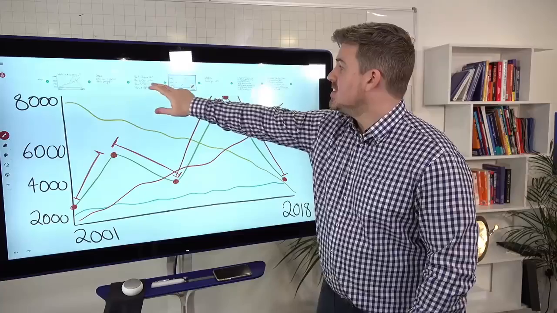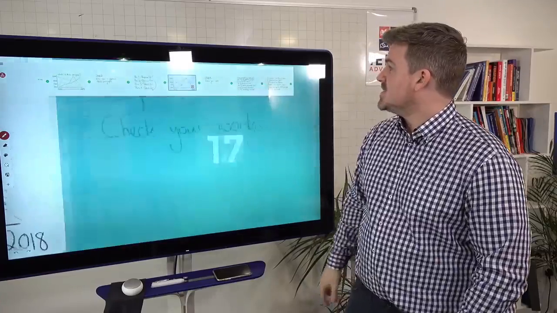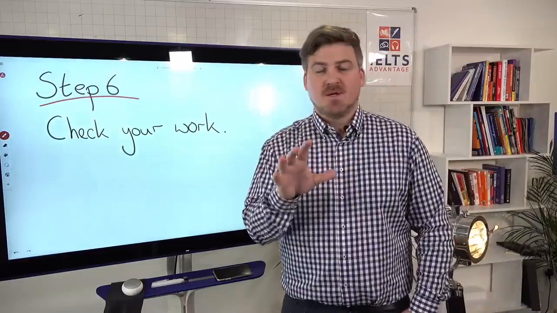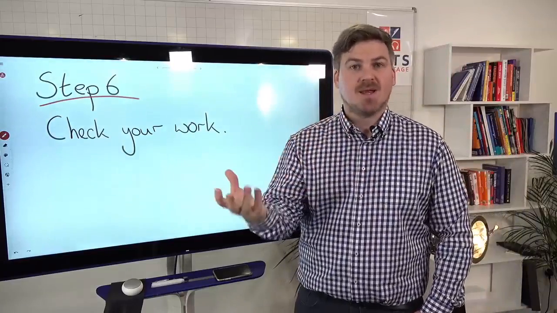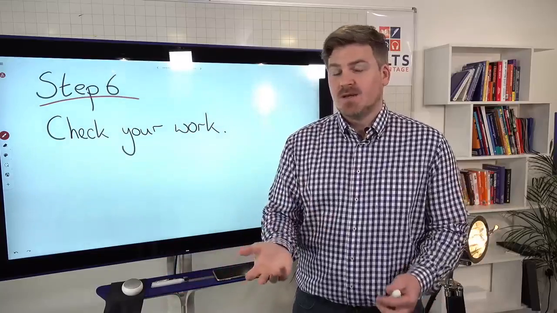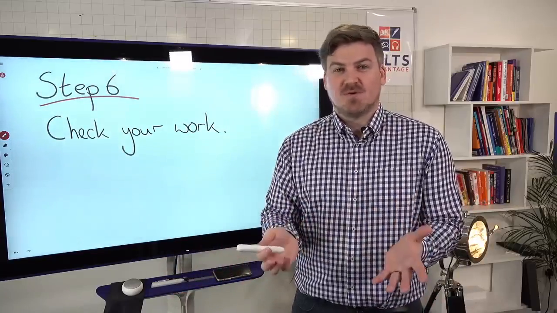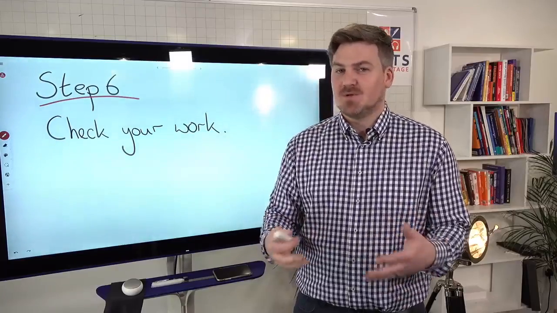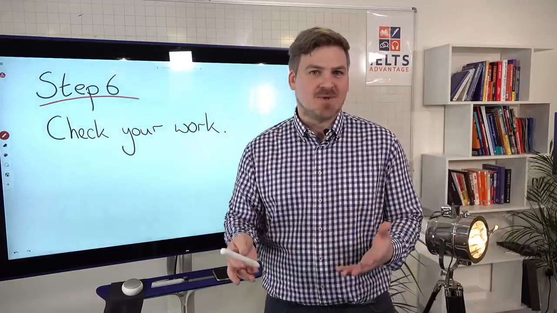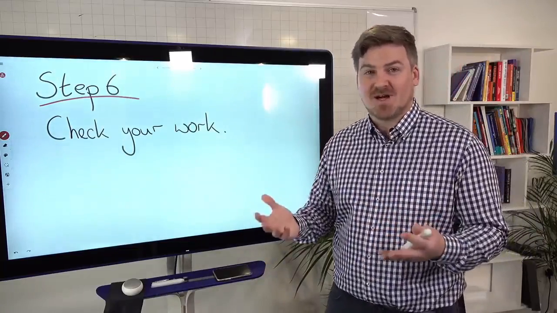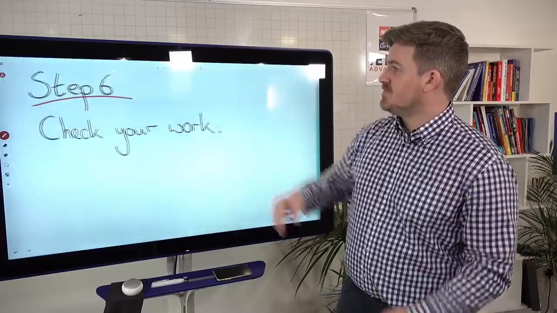And once you've done all that, step 6, check your work. So the first 5 minutes should be just thinking and planning about the data. And then the next 10 minutes should be writing. And you're not going to write that much. You're only going to write between like 150 and 200 words. You should be able to do that in 10 or 12 minutes. And then the last sort of 2 to 5 minutes, you're going to check your work.